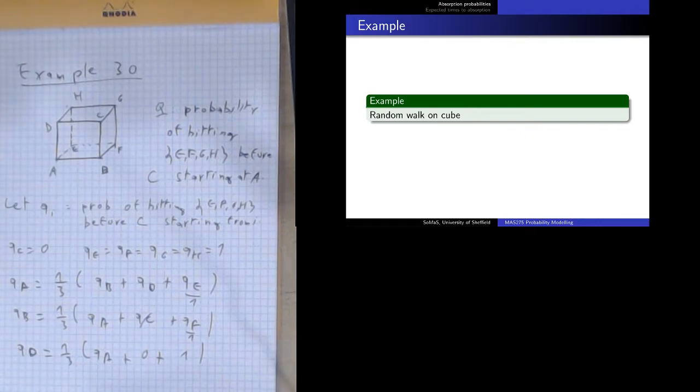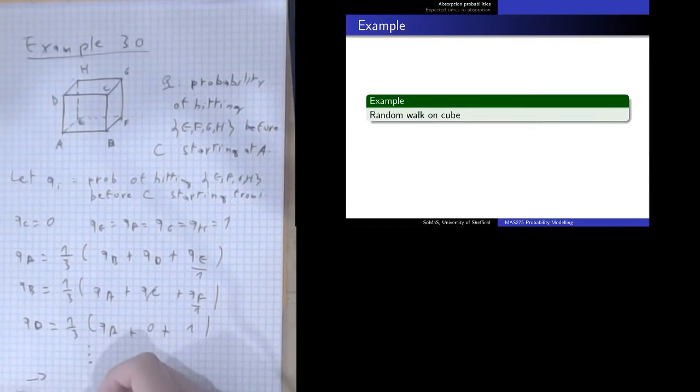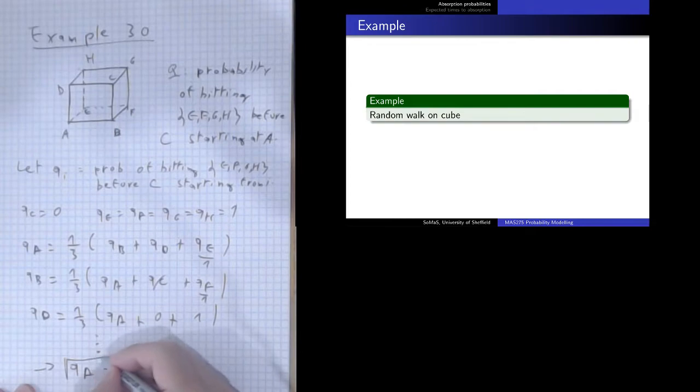Okay, so if you look at our 3 equations, you see that Q_A is expressed in terms of Q_B and Q_D, and Q_B and Q_D are also expressed in terms of Q_A. So replace this Q_B by 1/3 of Q_A plus 1, and replace this by the same thing. We get an equation for Q_A. I'm not going to go through the details. You can do that yourself if you feel like it. But we end up with Q_A equals 5/7. I mean, there's not much detail, skipping at most 2 or 3 lines. But yeah, so this is how you do it.